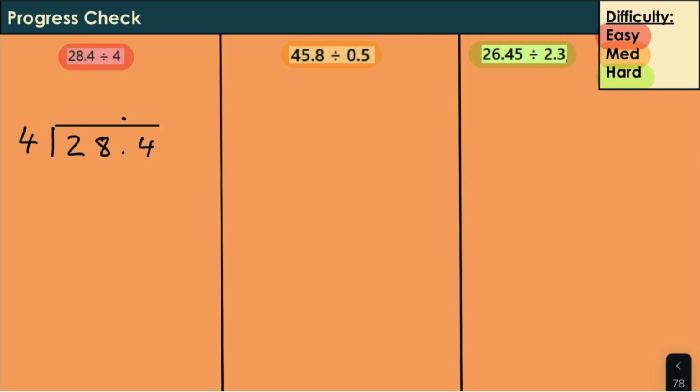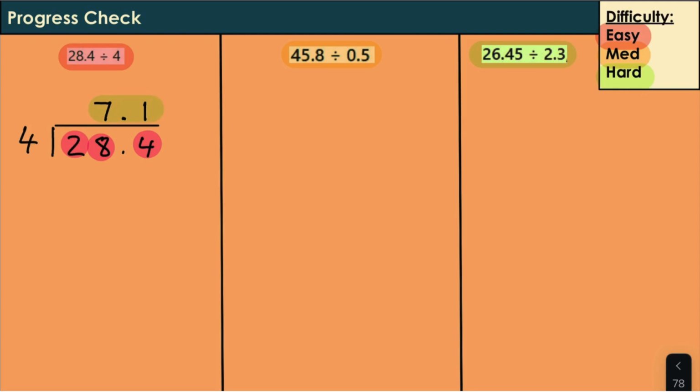How many 4s go into 28? That would be 7 4s. I place the 7 above the 8. How many 4s go into 4? That would be 1 4. 7.1 is my quotient. Next up, we are dividing by a decimal.